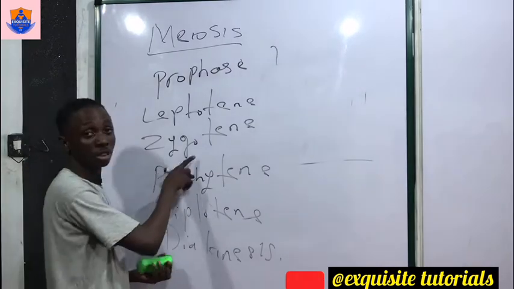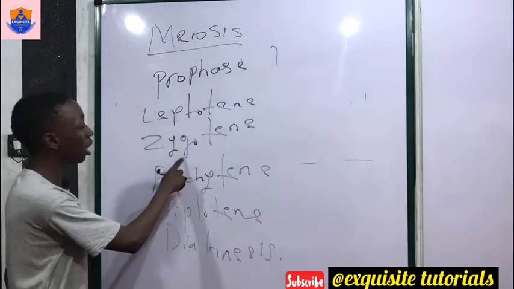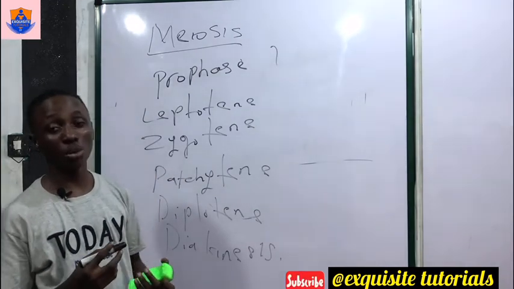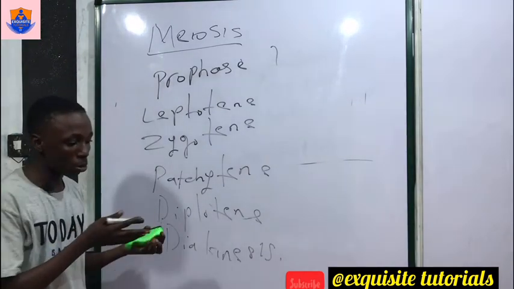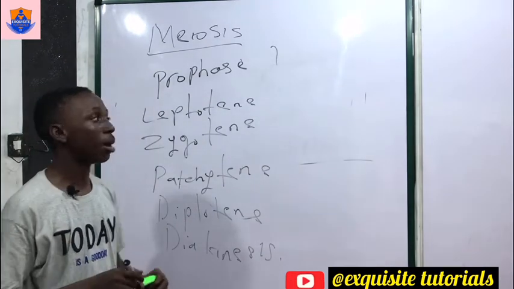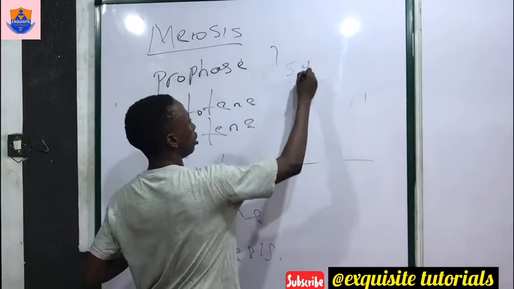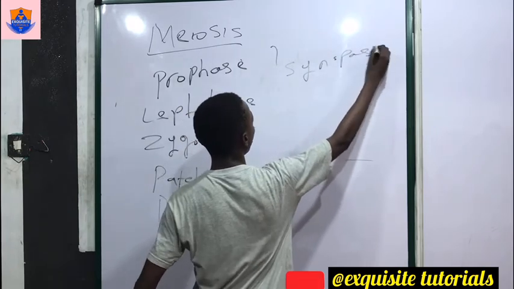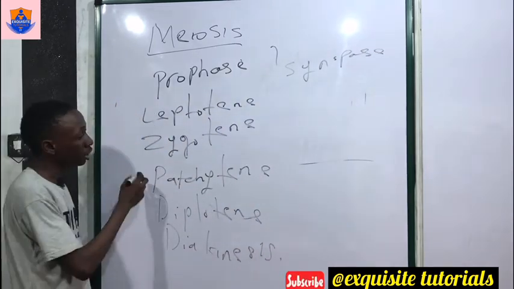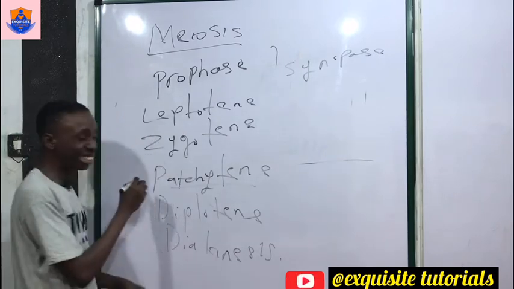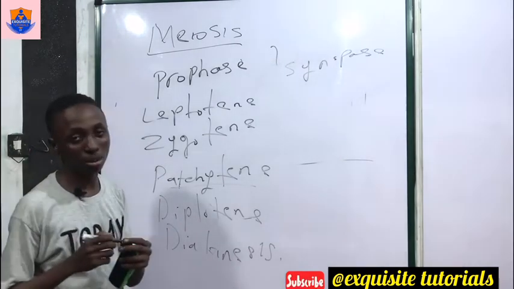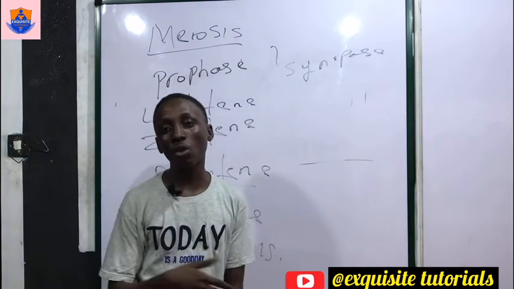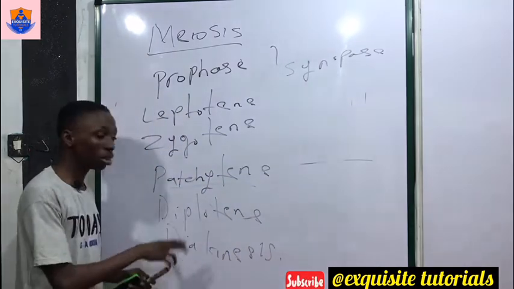Now during the zygotene stage, there is pairing of homologous pairs of chromosomes, where the homologous chromosomes become joined at their synapse. Now, during the pachytene stage, this is the actual stage where crossing over takes place. Meaning, this is the stage where there is mixing and exchange of genetic components.